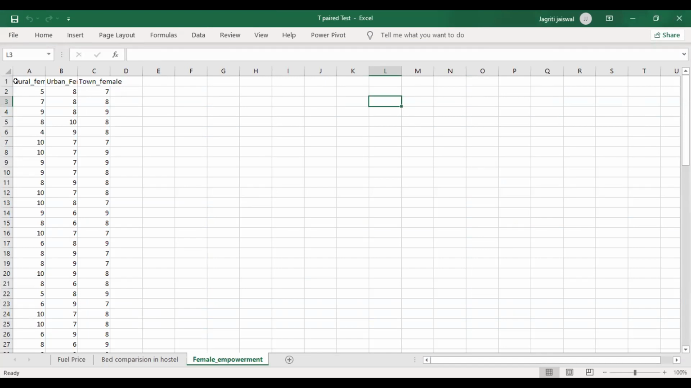We asked how they scale their decision making power, on a scale from 1 to 10. This was our analysis: you have to compare women from three areas, from different populations: rural population, urban population, and town population. So actually what kind of test would you suggest in this case?